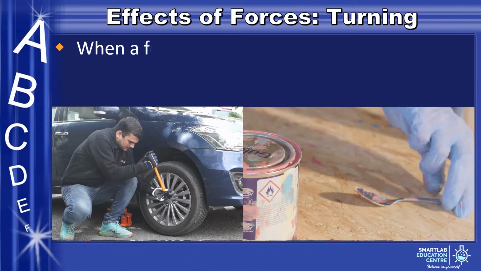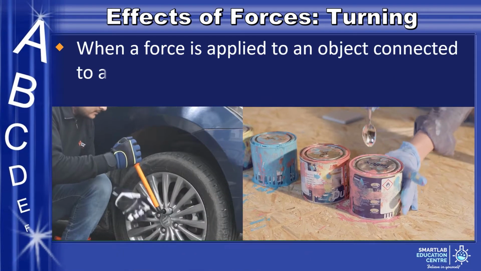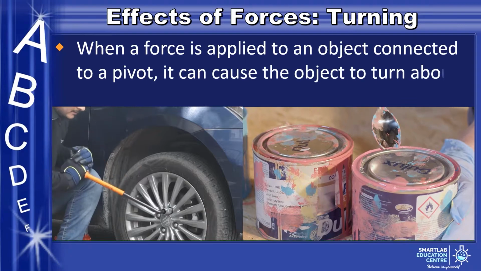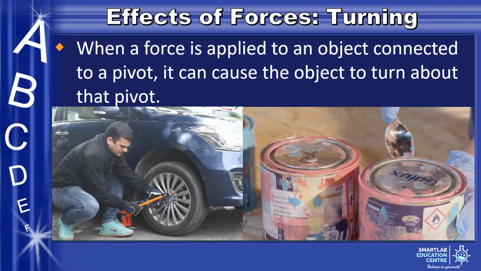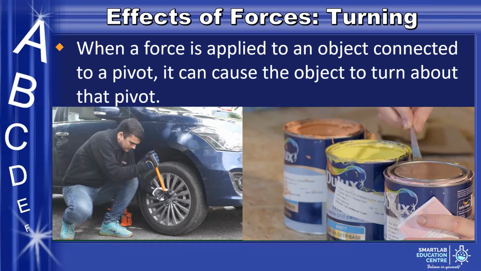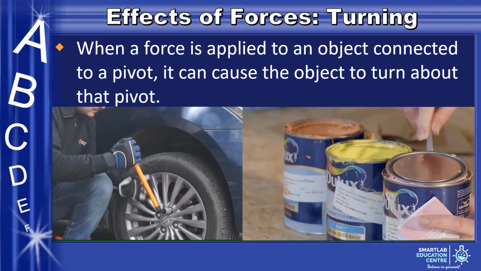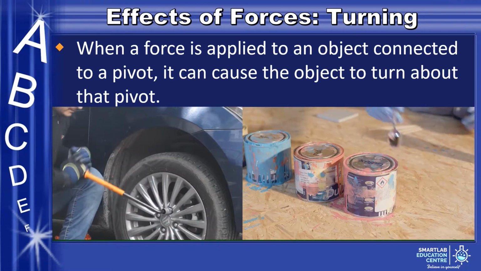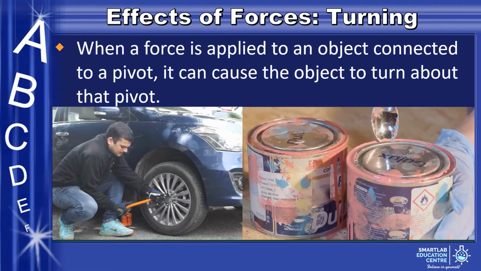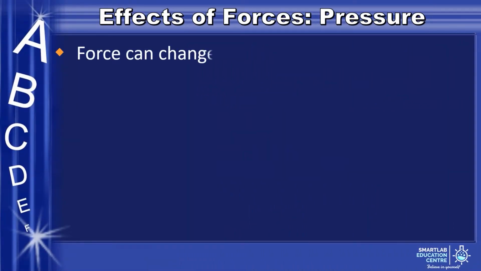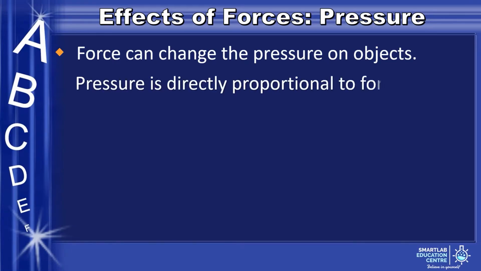When a force is applied to an object connected to a pivot, it can cause the object to turn about that pivot. This is called the turning effect of force. Force can change the pressure on objects. Pressure is directly proportional to force. We will discuss more about this later.